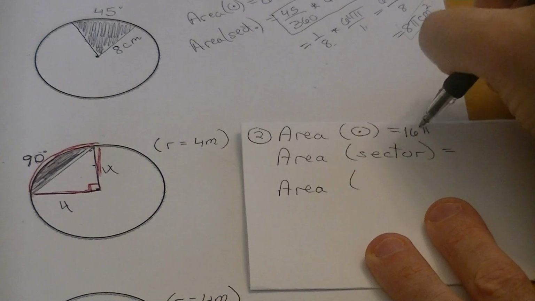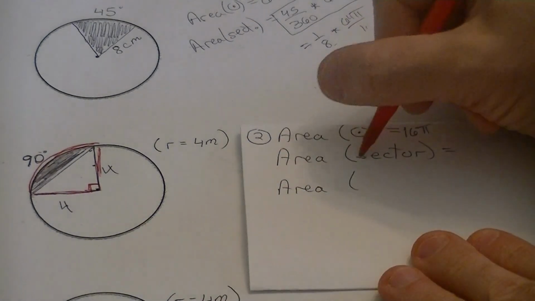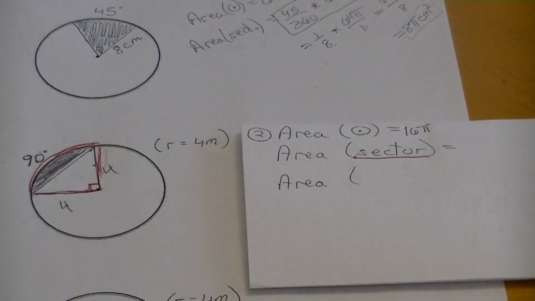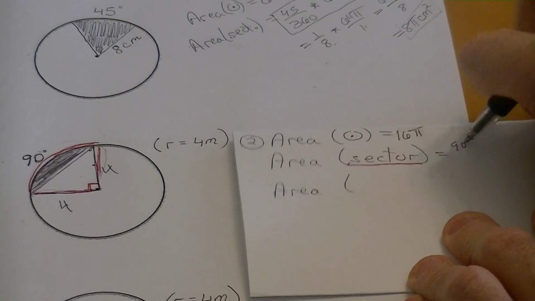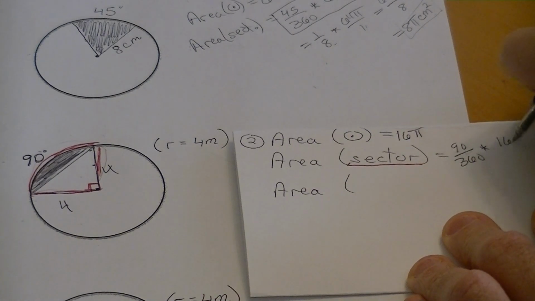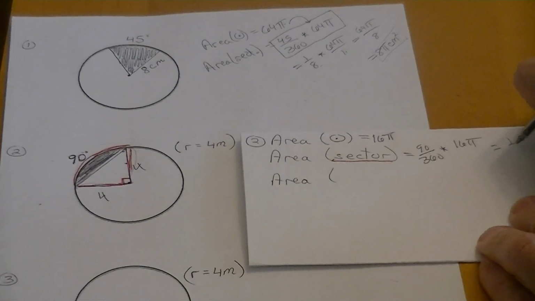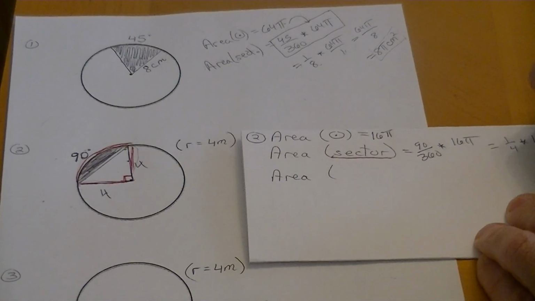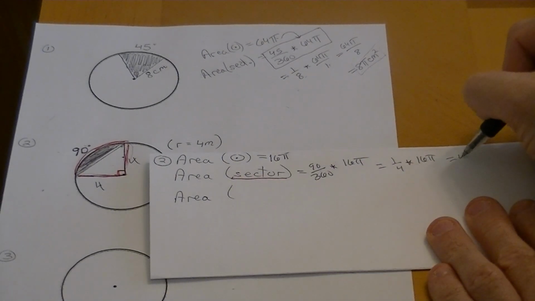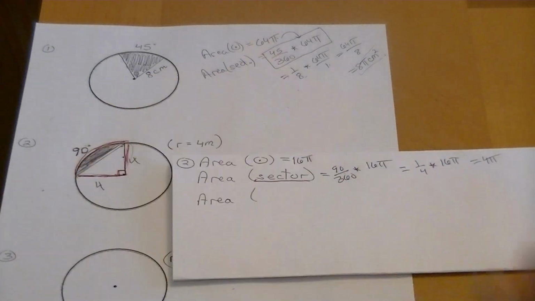And again, I'll put my units on my final answer. Then I get the area of the sector. The sector is the part in red. If this entire thing were shaded, that would be 90 out of 360 times my area, a fraction of the area. And of course that fraction is 1/4, so it would be 1/4 of the area. And 1/4 of 16 pi is 4 pi. So the area of the red region is 4 pi.